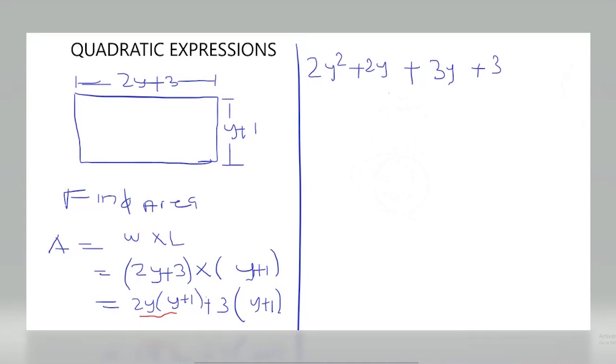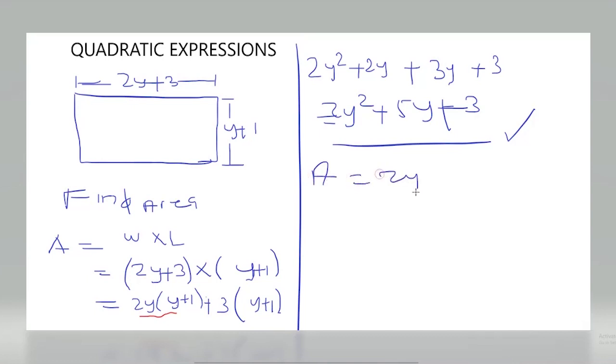Then you can at least understand what I'm doing here. Now, I'm going to finish up the solution of this one. Therefore, this one becomes 2y squared. Then 2y plus 3y becomes 5y, then plus 3. This is the answer, which is an area. So the area is 2y squared plus 5y plus 3.